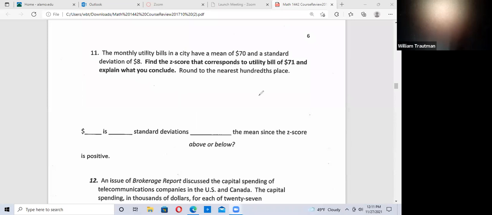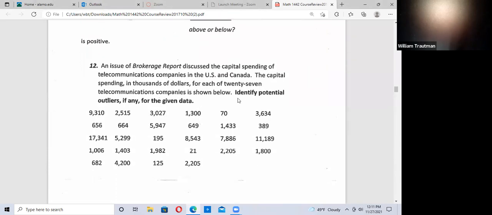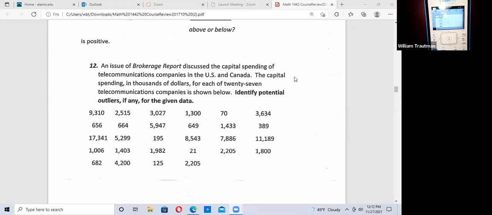Question 12. Identify any potential outliers. All right, so for number 12, to do outliers, you need to know the 5-number summary. So the first thing we're going to do is the 5-number summary, which we just did. So we want, once again, the minimum, Q1, median, Q3, and then the maximum.